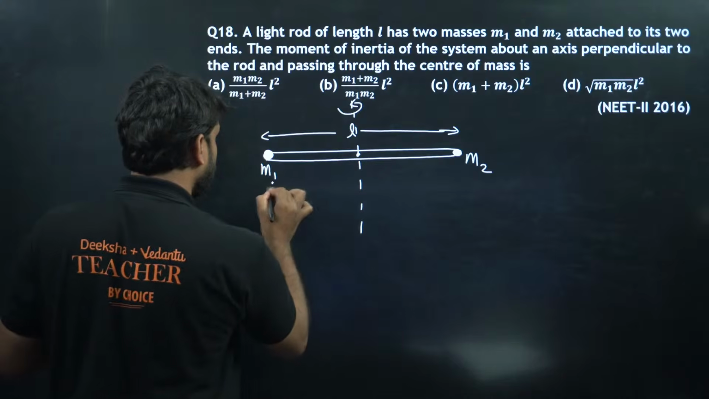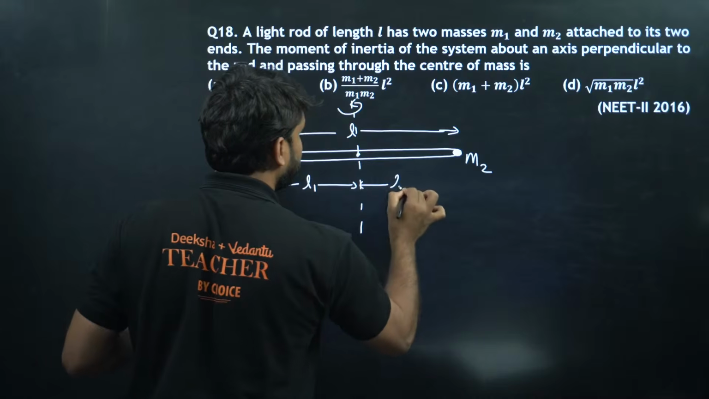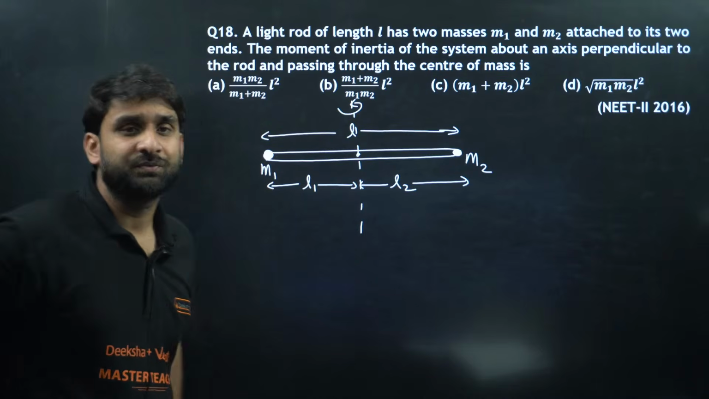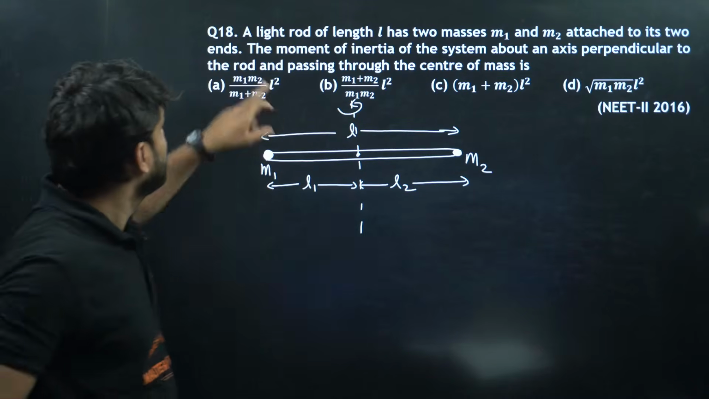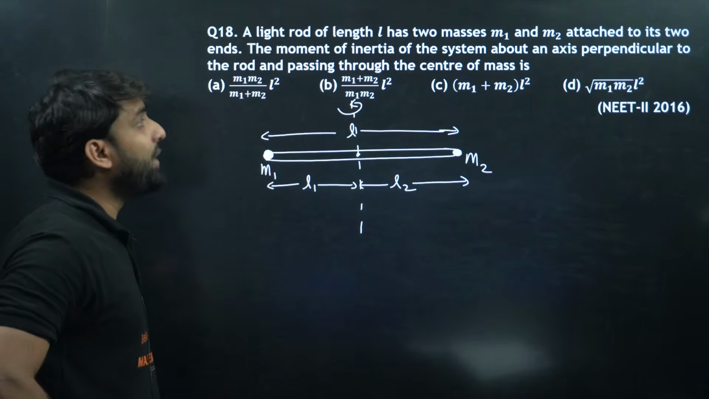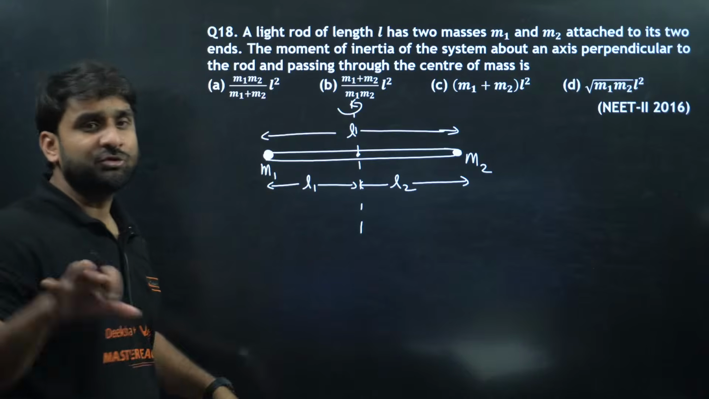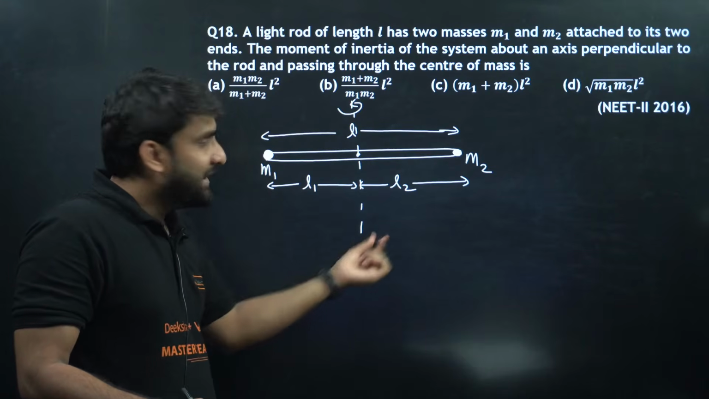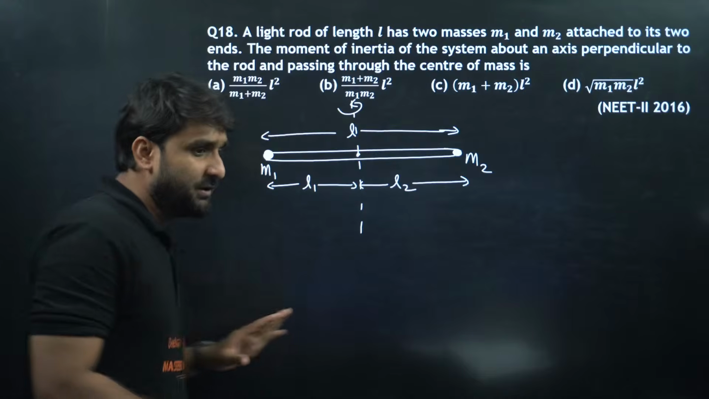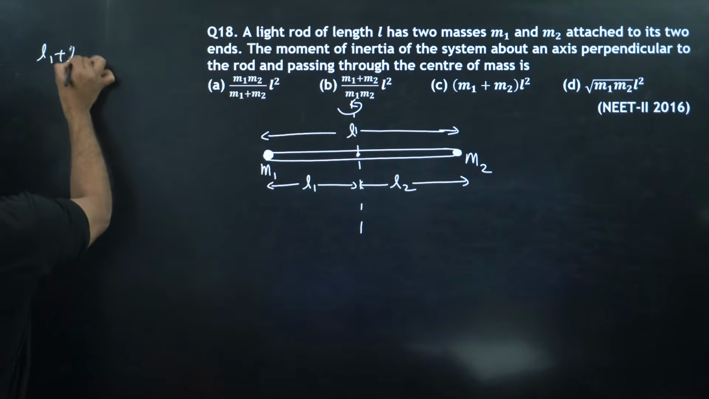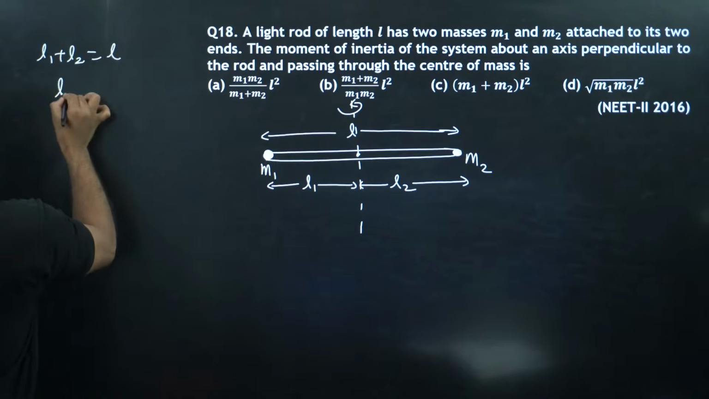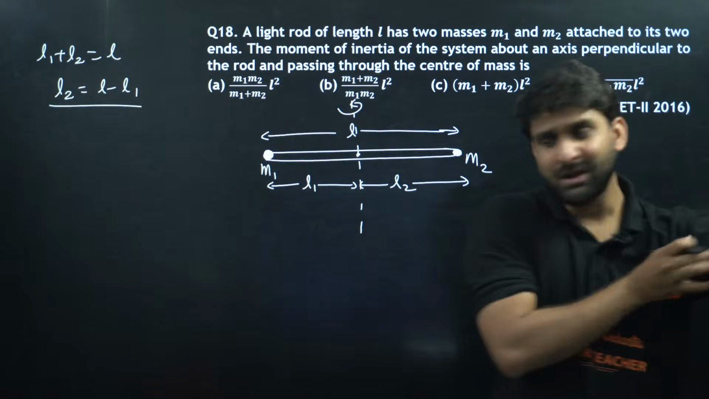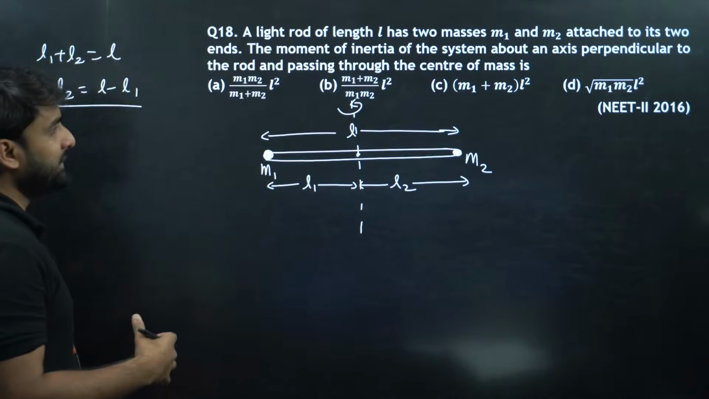Very good. So let's assume this is L1 and this is L2. We have to find the moment of inertia of the system about an axis perpendicular to the rod. So my dear champion, M1 is at distance L1 from the axis and M2 is at distance L2 from the axis. So L1 plus L2 is equal to L, so L2 can be written as L minus L1. I hope till here nothing is challenging. Now apply the center of mass here.